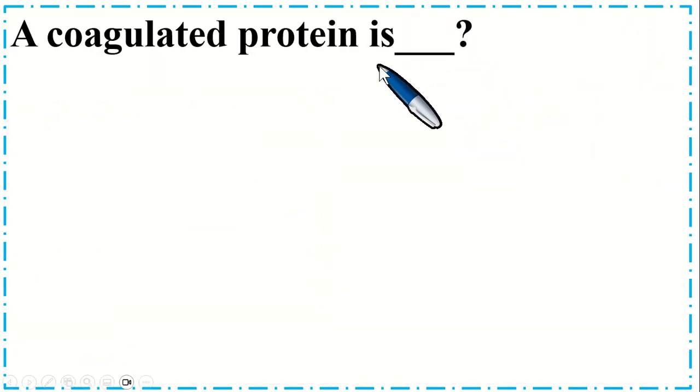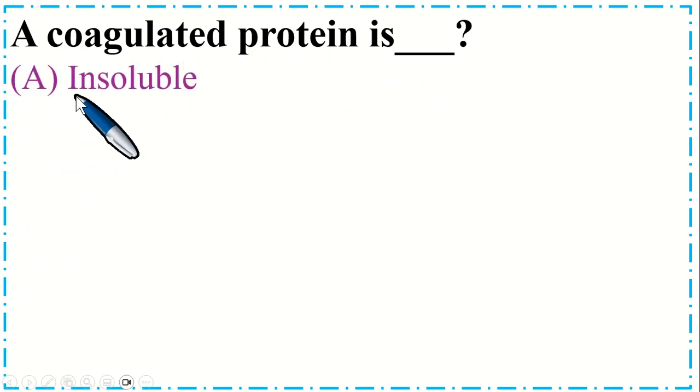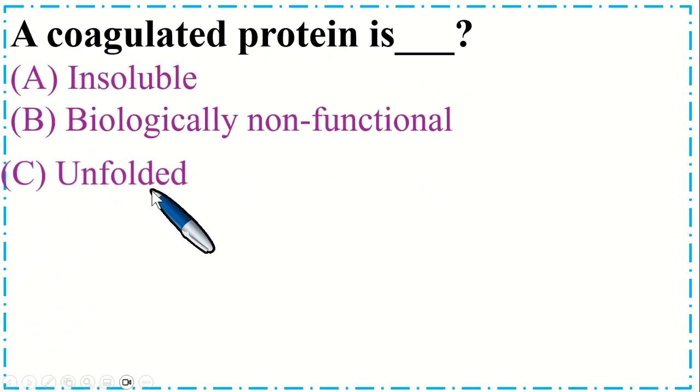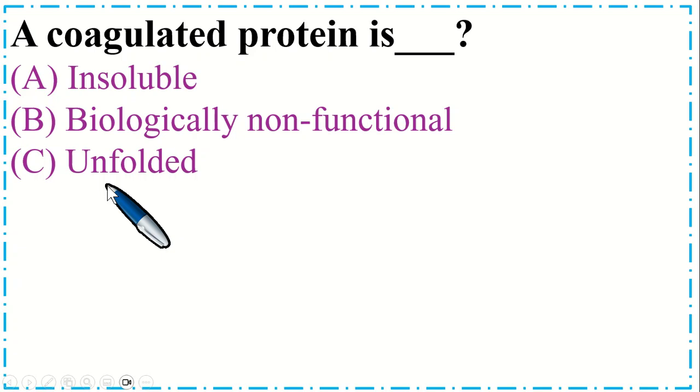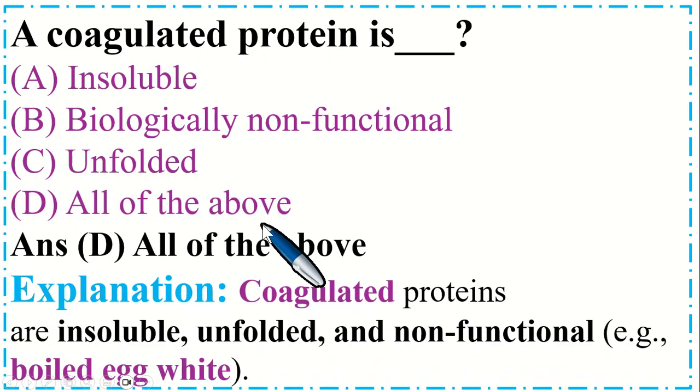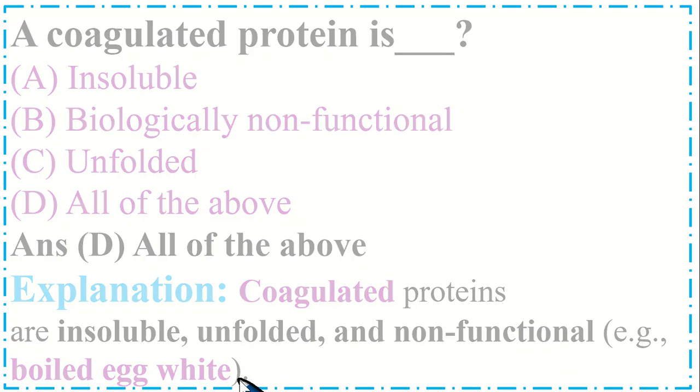A coagulated protein is dash. Option A insoluble, B biologically non-functional, C unfolded, and option D all of the above. So the correct option is D. Explanation: coagulated proteins are insoluble, unfolded, and non-functional. For example, boiled egg white.